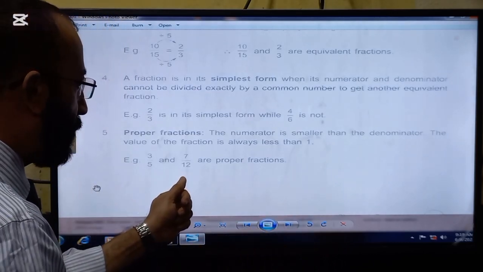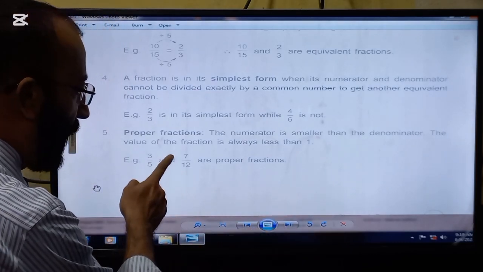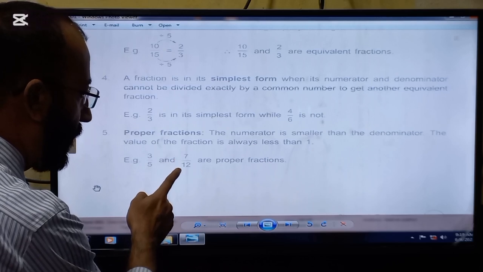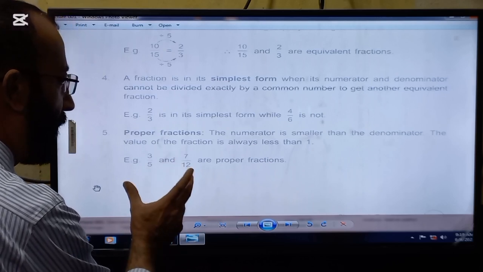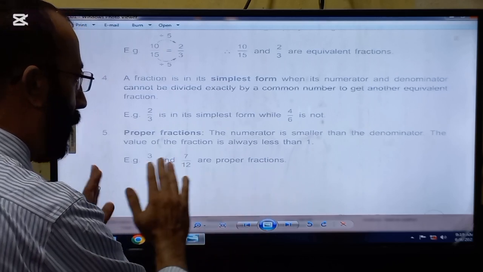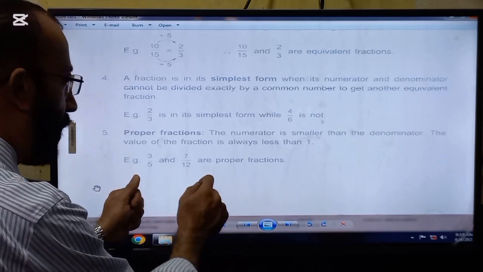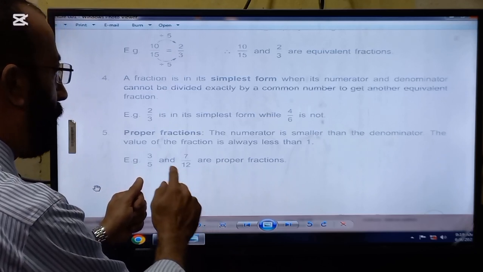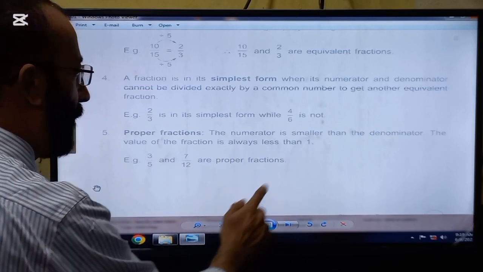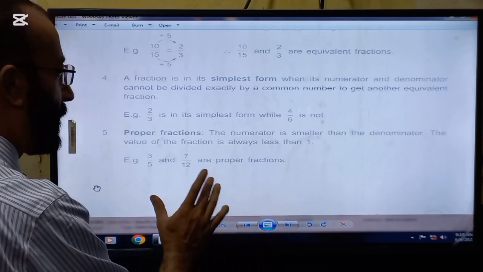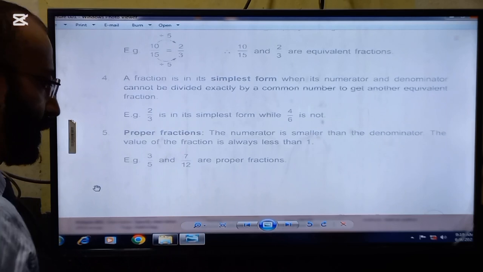Here is another fraction, that is 7 by 12. If you can see, 7 is lesser than 12. So these two fractions are examples of proper fractions. And if we solve these fractions, the value will always be less than 1. So this is another sign of proper fractions.